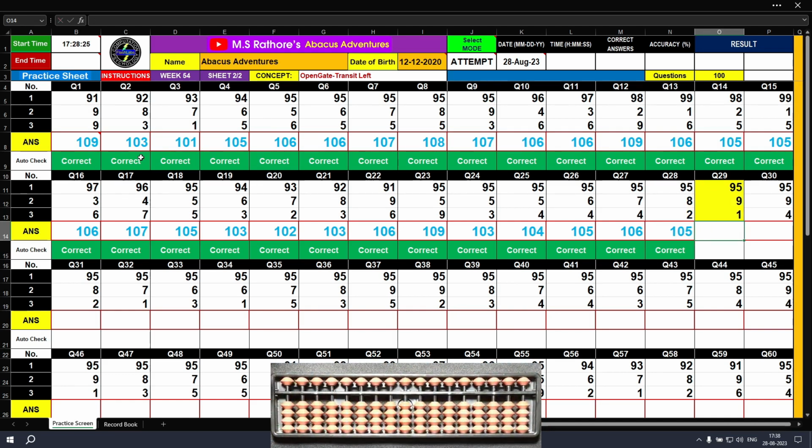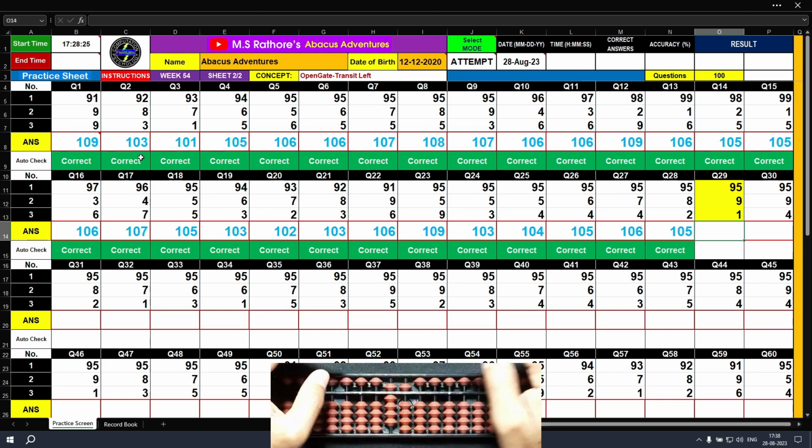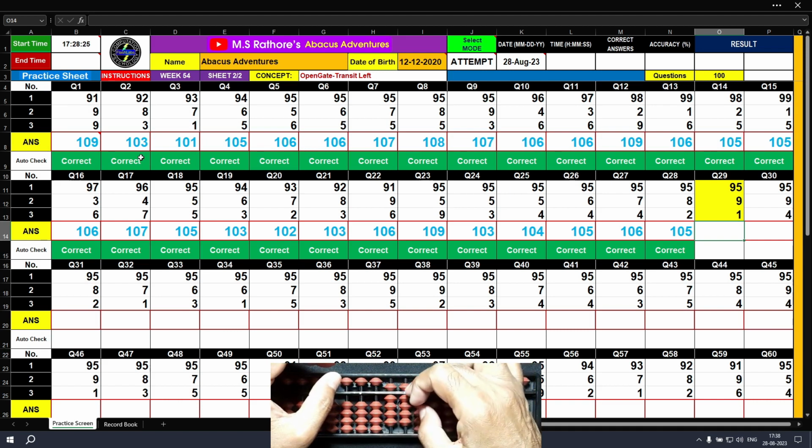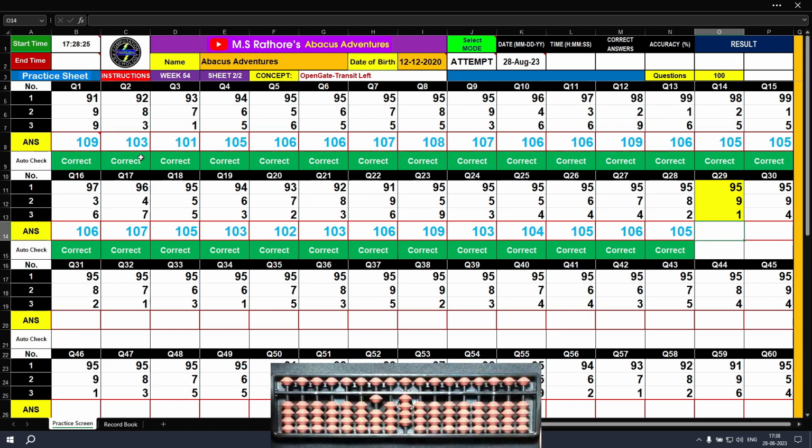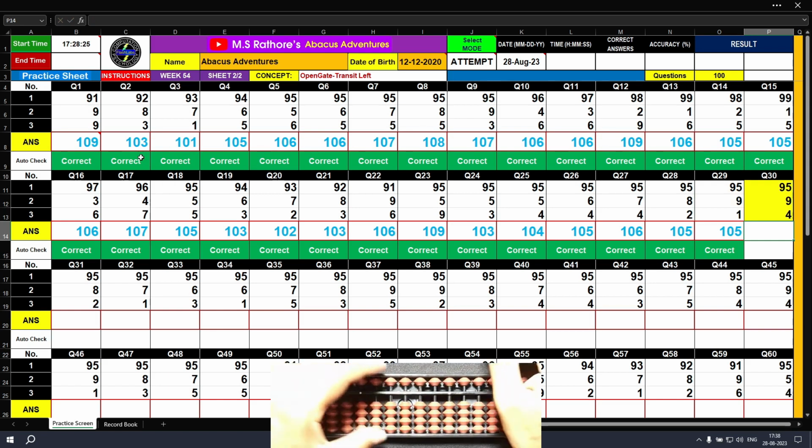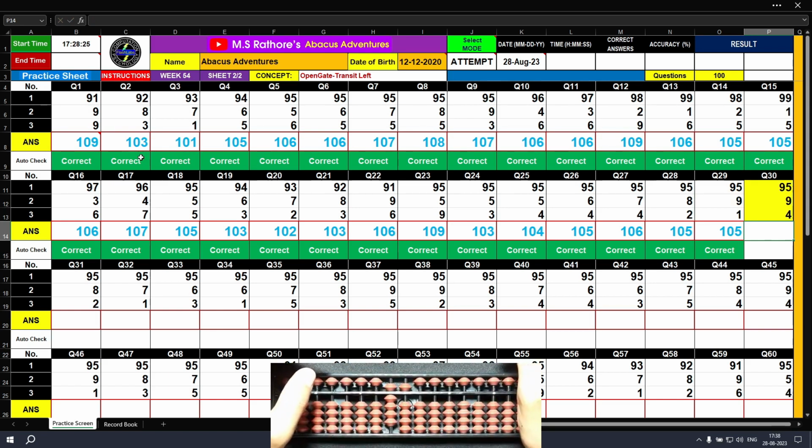Question number 29. Plus 90, plus 5. Now plus 9, combination: plus 9 equals plus 4 minus 5, open the gate, plus 10, the answer is 104. Plus 1, the answer is 105.